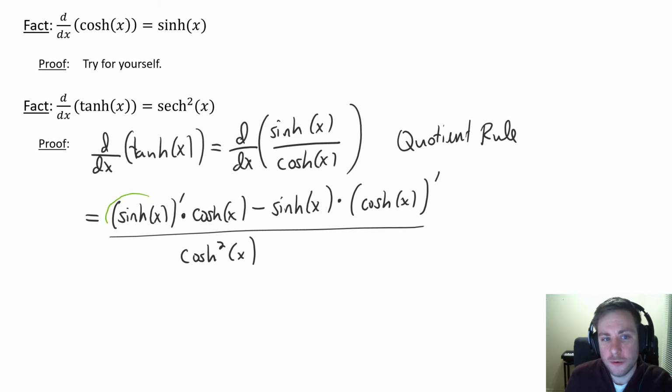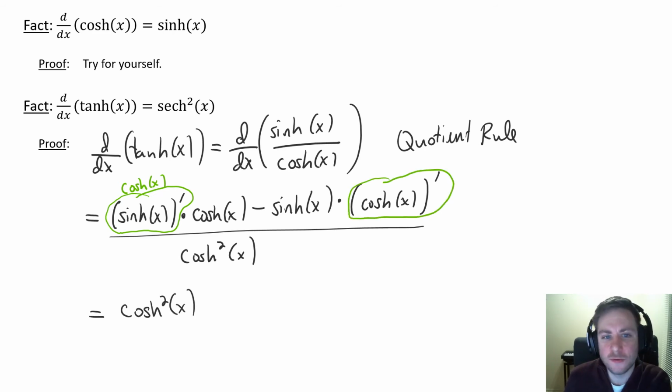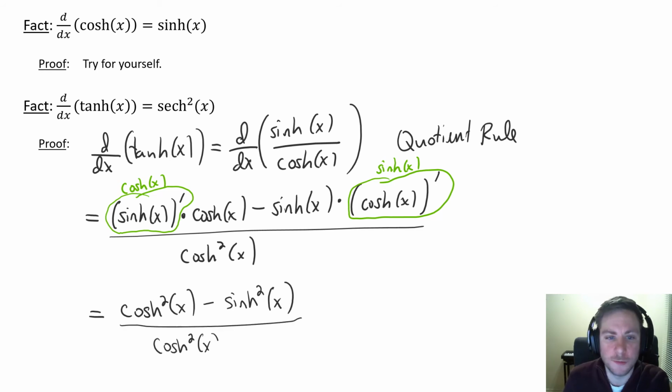All we need to do now is compute these remaining derivatives. We know the derivative of sinh x is cosh x, so in this first term where I see cosh x times cosh x, we might as well call that cosh squared x. Likewise, the derivative of cosh x is sinh x, so where we see sinh x times sinh x, let's call that sinh squared x. And don't forget, we still have this denominator to account for.